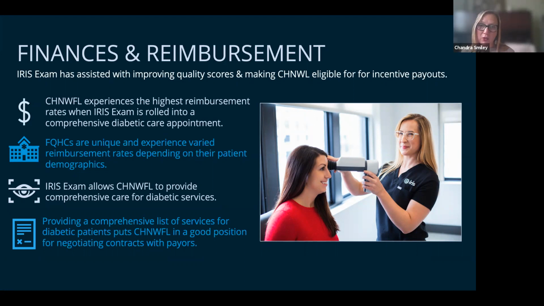So being able to add that additional service to our spectrum of services has improved our patient satisfaction, has obviously played well for us in quality and incentive payouts, and certainly just adds to our position when we sit down with these payers and negotiate our rates.